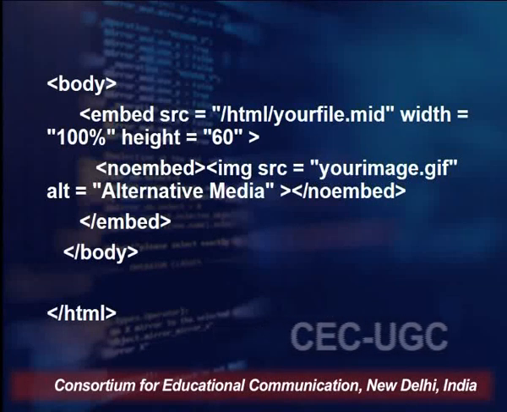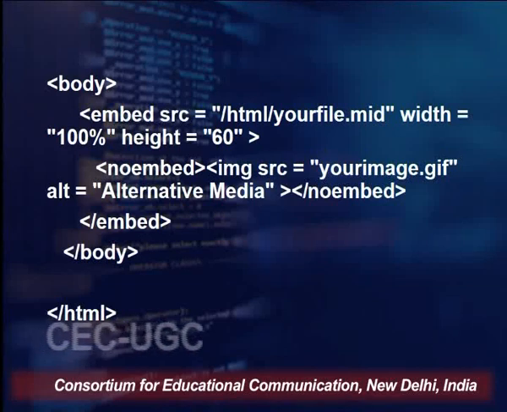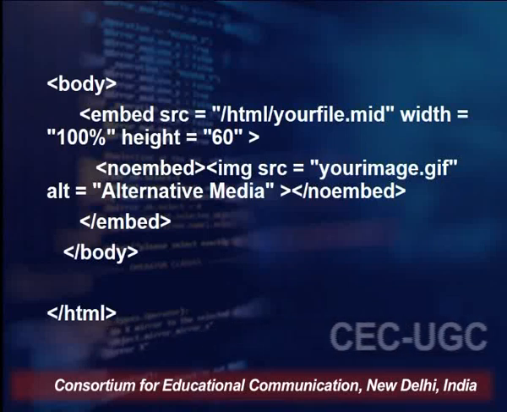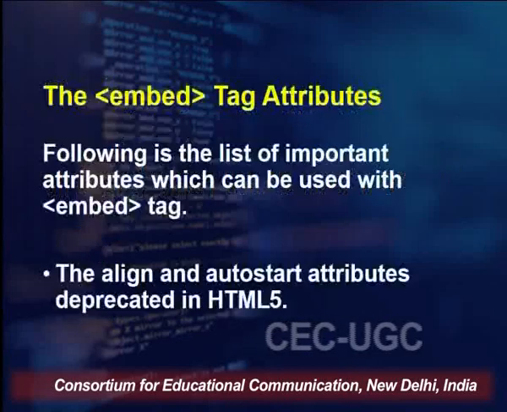Now this embed tag basically comes with various attributes. Here we have used two, which are width and height. But apart from width and height, in order to control the behavior of the application, in the sense of how many times it will run, whether it will run automatically or not, there are various attributes which are available with the embed tag. Now let's see those attributes.